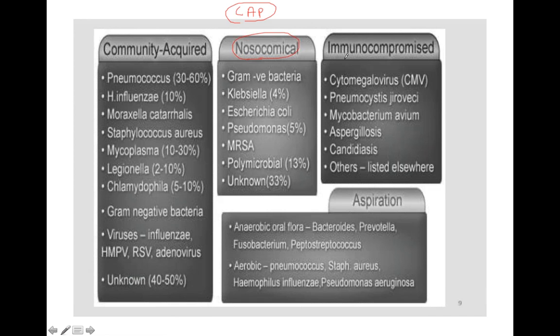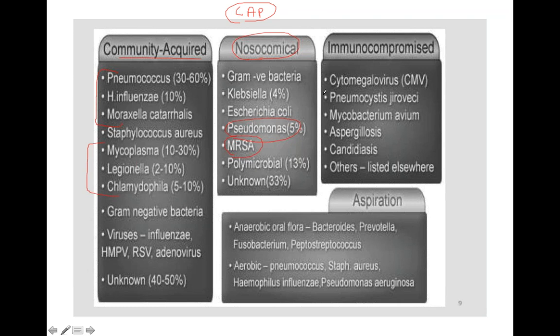We have hospital acquired pneumonias. In that case Pseudomonas is the most common, and also methicillin resistant Staph aureus. These are the most common organisms in hospital acquired pneumonia. Pseudomonas does not come in community acquired pneumonia. As you can see, in community acquired pneumonia we have typical: pneumococcus, H. influenzae, Moraxella, and atypical: Mycoplasma, Legionella, Chlamydia. But Pseudomonas does not come in community acquired pneumonia. This is just like hospital acquired infection.